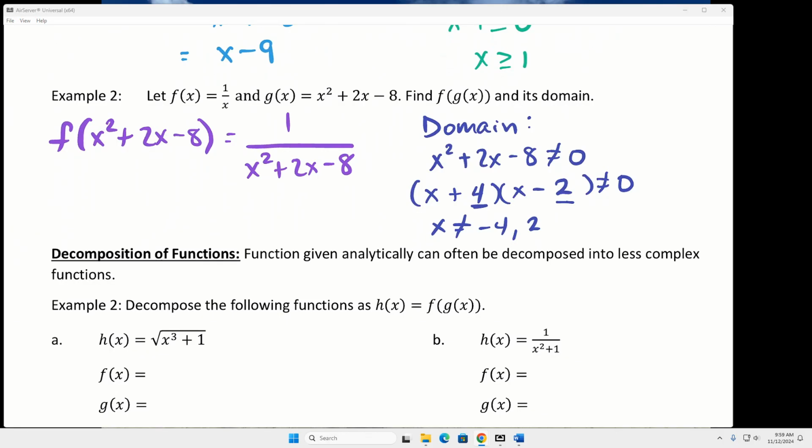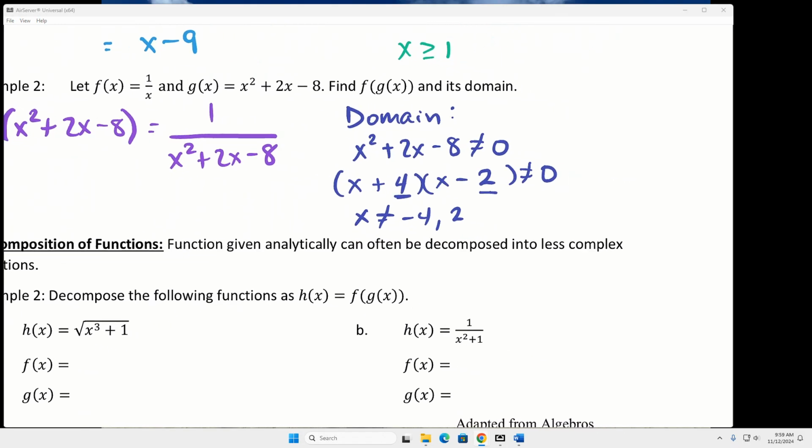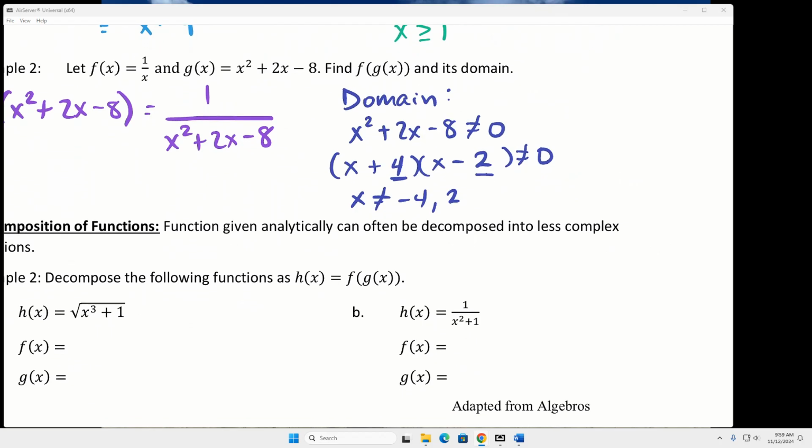Now, I've told you all I can't really see the multiple choice questions on the AP test. So it's possible that they would give the domain just like that. Just say that x can't be those two numbers. Those two numbers are not in the domain. But I just want to refresh your memory on how you do it in interval notation.